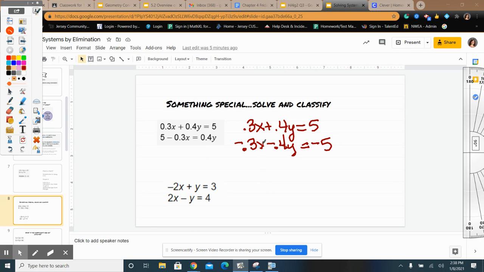So what do I have? Well, I could do elimination, and I have opposite coefficients here.